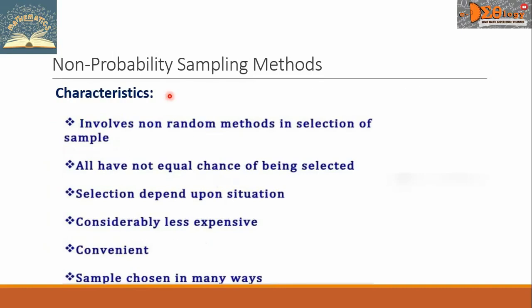Here are the characteristics of non-probability sampling methods. It involves non-random methods in selection of the sample. Not all have an equal chance of being selected. Selection depends upon the situation. Considerably less expensive. Convenient. The sample is chosen in many ways.